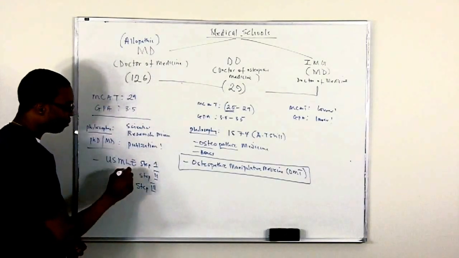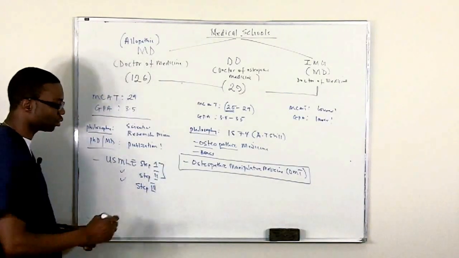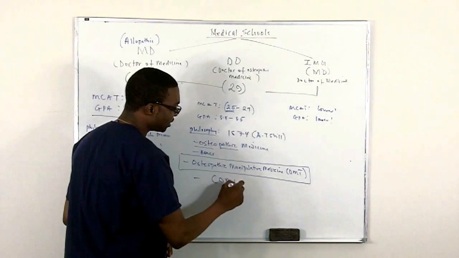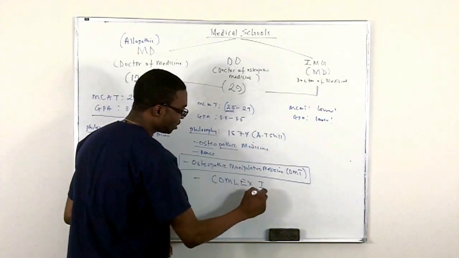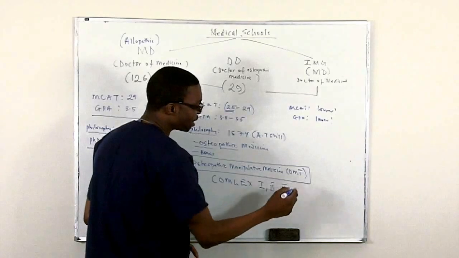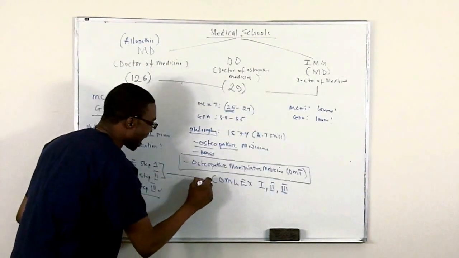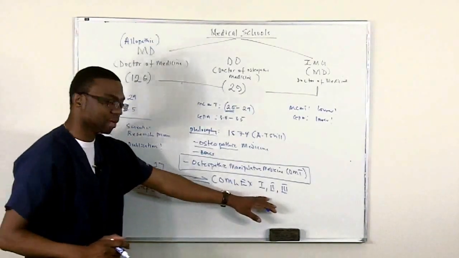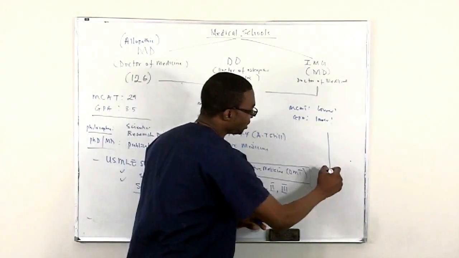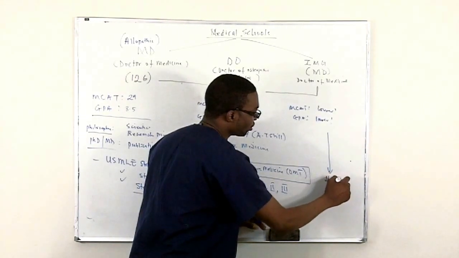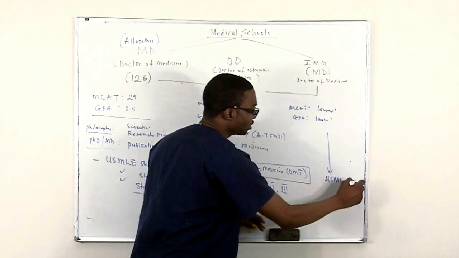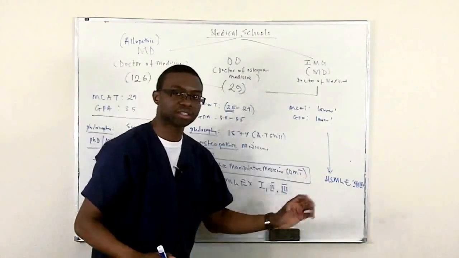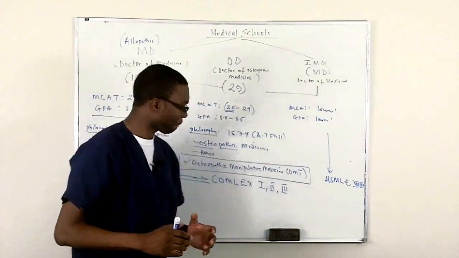You have to take 3 board exams. You take the first 2 in medical school, and the third in residency. If you go to an osteopathic medical school, you take the COMLEX Level 1, Level 2, and Level 3 exams. These exams are exactly equivalent to the USMLE Step 1, Step 2, and Step 3, which IMGs also have to take in order to get into residency.